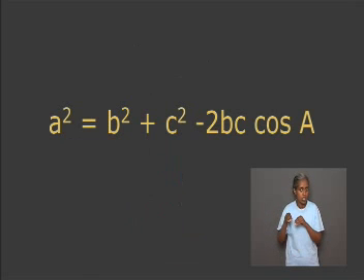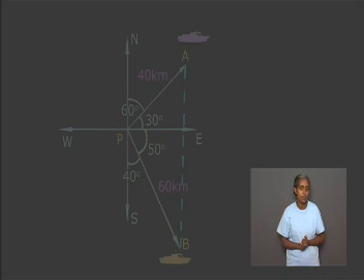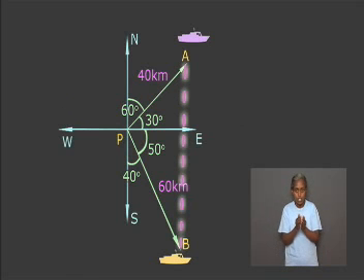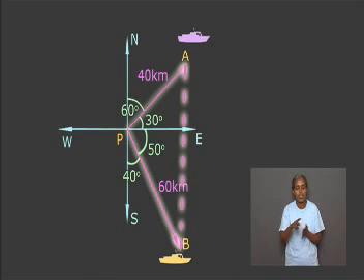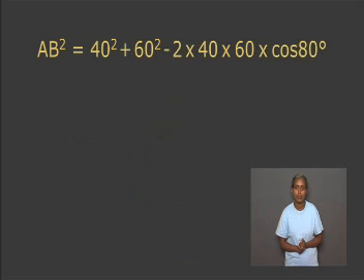Recall, students, that the law of cosines looks like this. The distance between the ships, line AB, is our value of a. The distance ship A travels from port is the value of b, and the distance ship B has traveled is our value of c. Our internal angle of 80 degrees is A. We will substitute these values into the law of cosines equation. Line AB squared equals 40 squared plus 60 squared minus 2 times 40 times 60 multiplied by the cosine of 80 degrees.